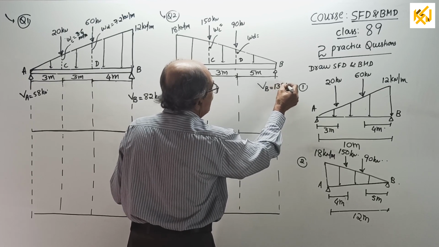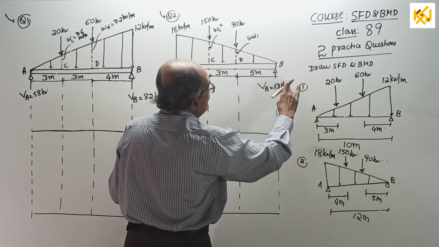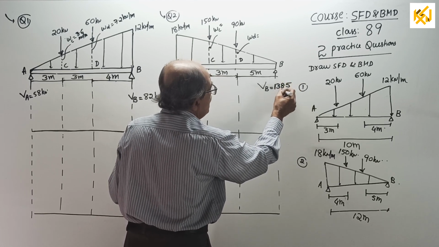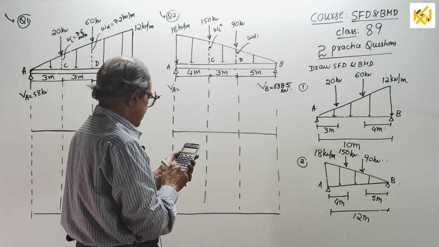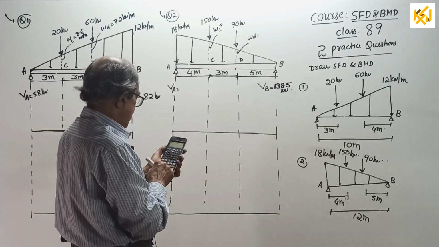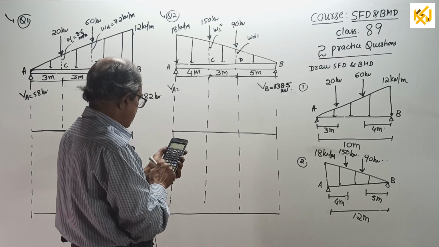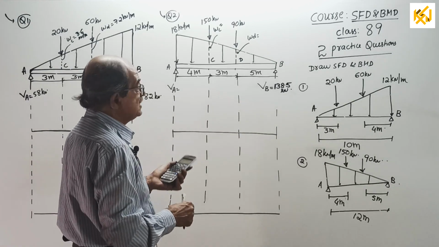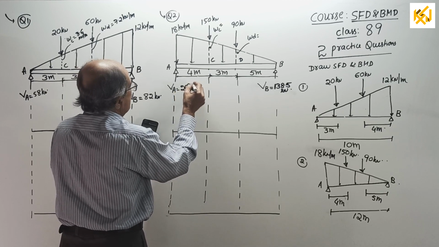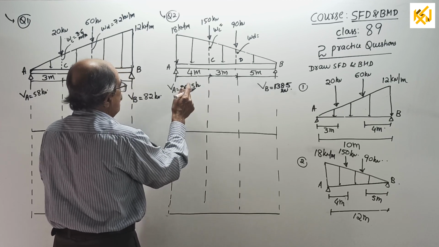See, everything I will calculate in front of you and enter. So, by chance, if any value is wrong, you check it and let me know in the comment section. Then minus half into 12 span into 18 minus 150 minus 90. This reaction will come 209.5 kilonewton. 209.5 kilonewton. I hope it is visible.